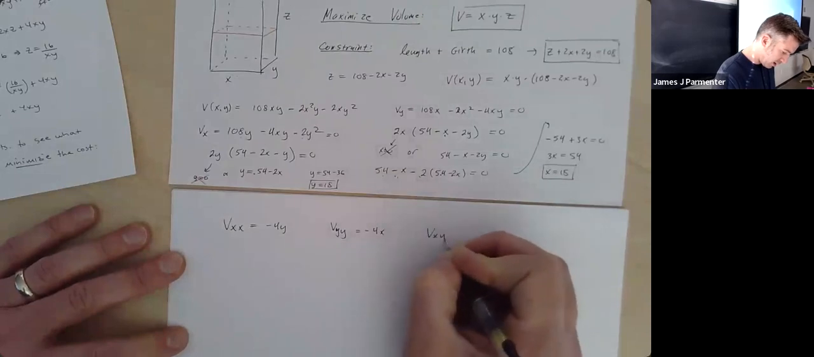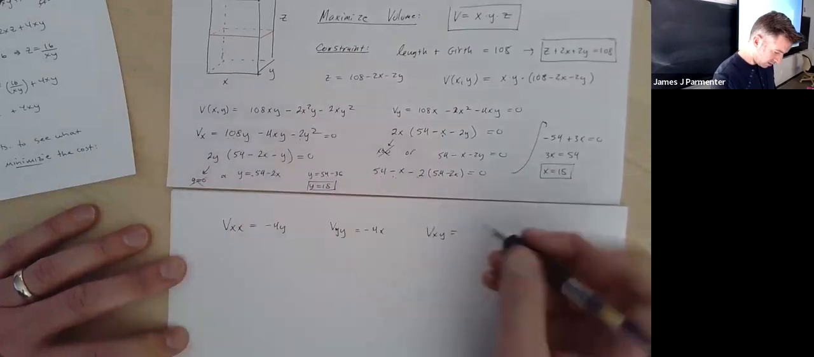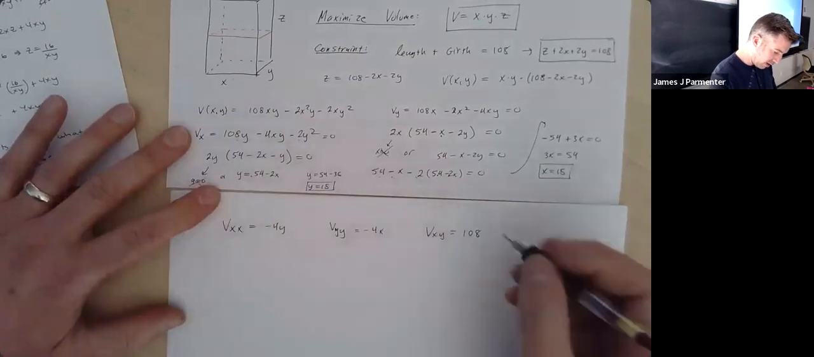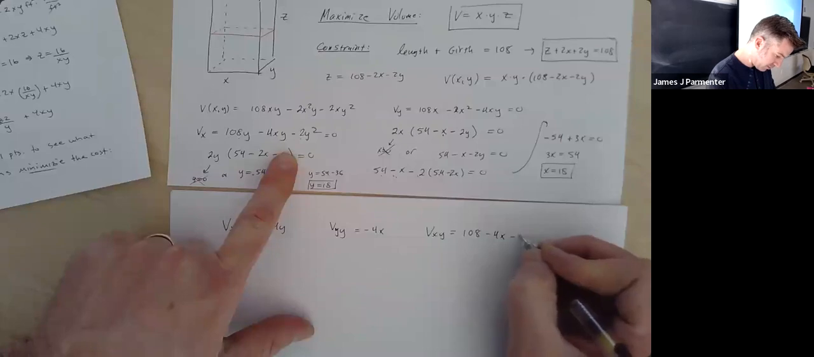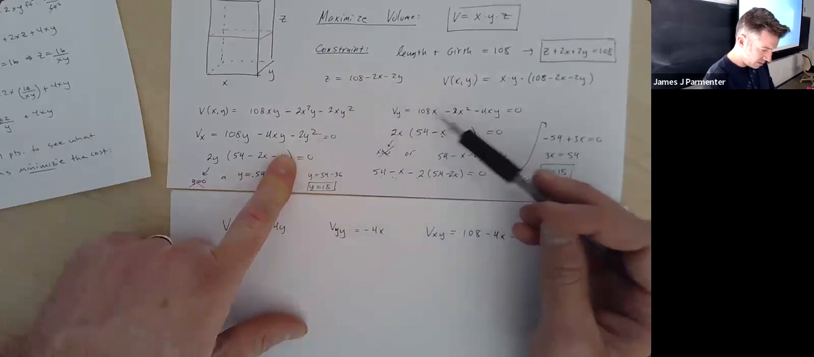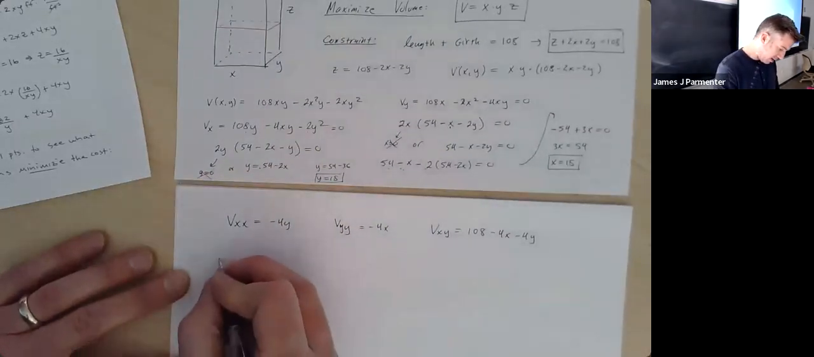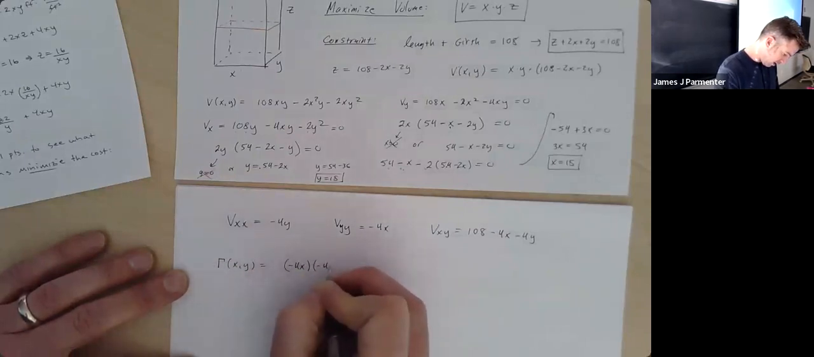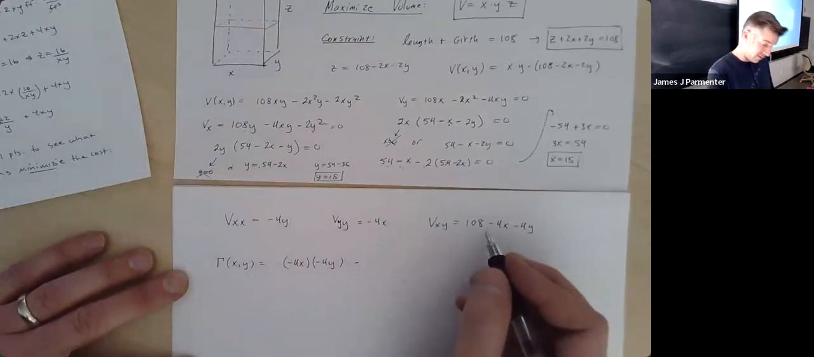And Vxy is going to be, let's see, Vx is 108, ooh, it's big, minus 4x minus 4y. Is it the same the other way? Let's double check. Vyx should be 108 minus 4x minus 4y, checks. Okay, so then our gamma here is going to be negative 4x times negative 4y minus this gross thing, which again, it might be of interest to factor out the 4.